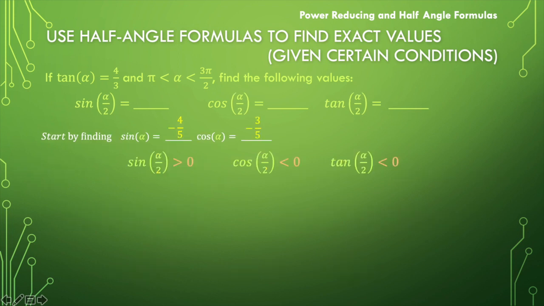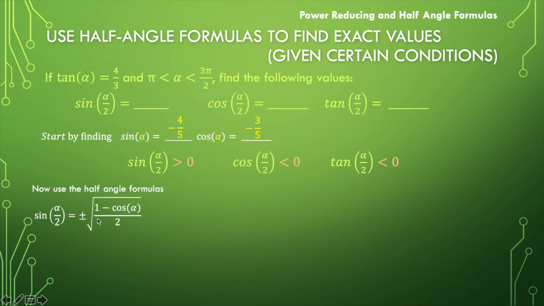Okay, let's review what we know. We know that alpha is in the third quadrant. We know that the sine of alpha is -4/5. We know that the cosine of alpha is -3/5. And we know that the tangent of alpha is 4/3. All right. We also know that alpha over 2 is in the second quadrant. We know that the sine of alpha over 2 is positive, while the cosine and the tangent are both negative. So let's go to our formulas. Start with sine of alpha over 2.